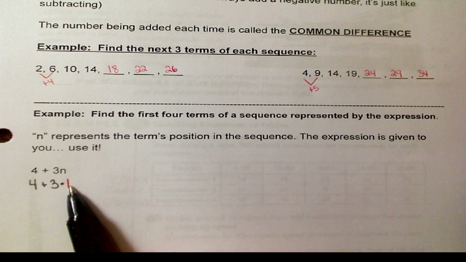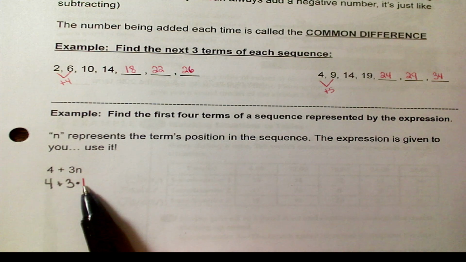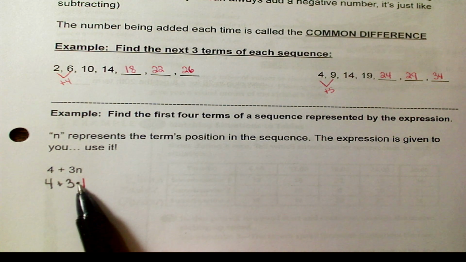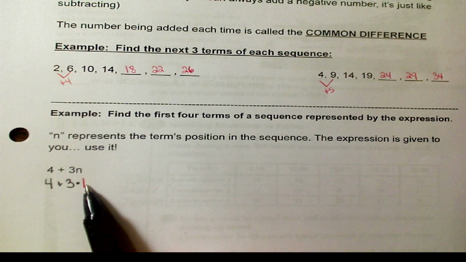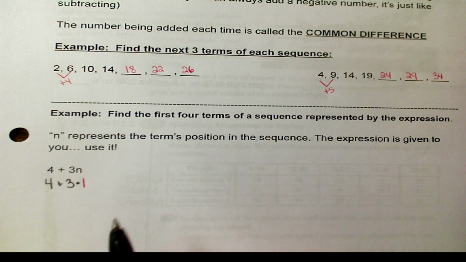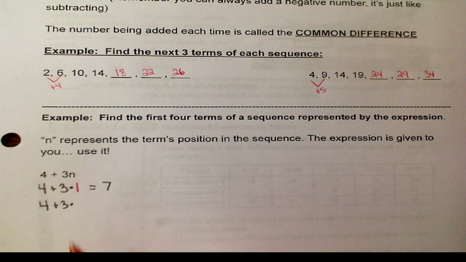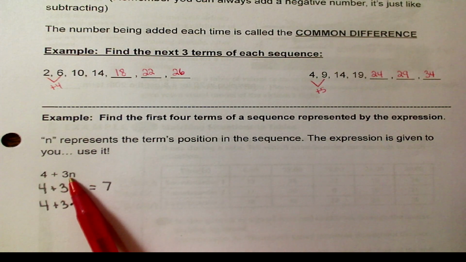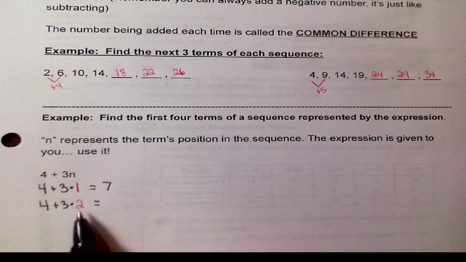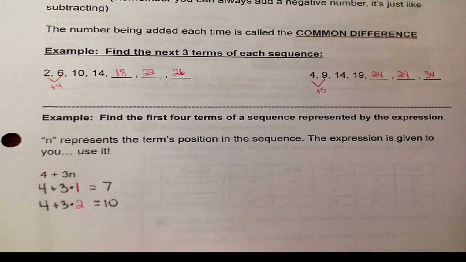And we're still going to use the order of operations, so you have to multiply before you add. So 3 times 1 is 3, and 3 plus 4 is 7. So our very first term is 7. Let's go find our second term. If you want to find the second term in the sequence, this n, which represents the term's position, should become a 2. 3 times 2 is 6, and 6 plus 4 is 10.